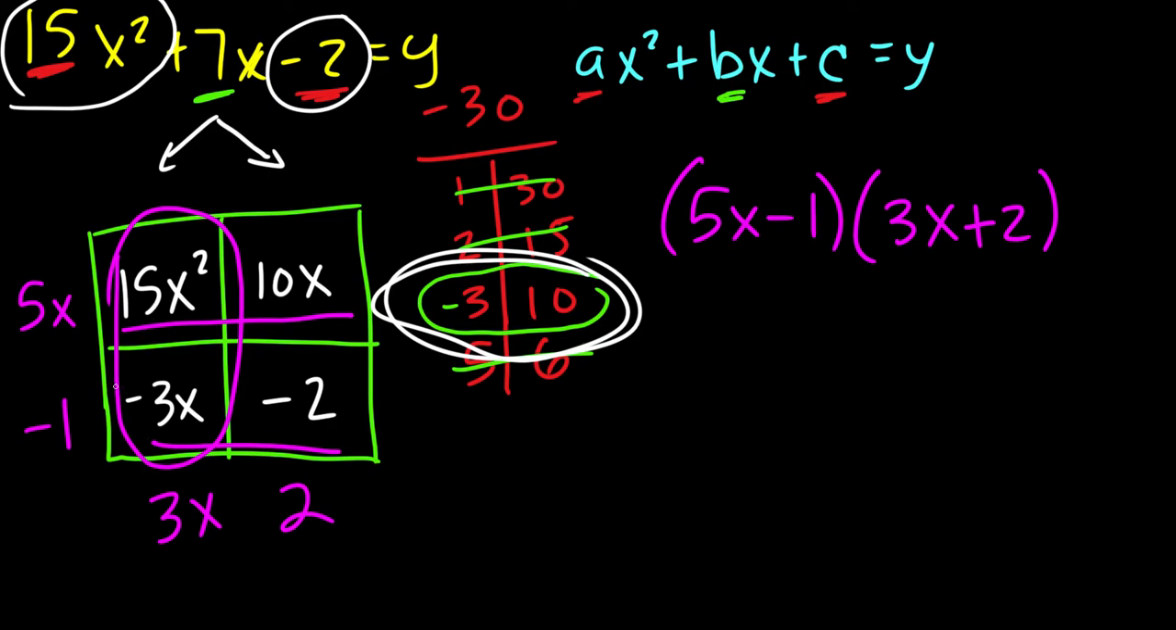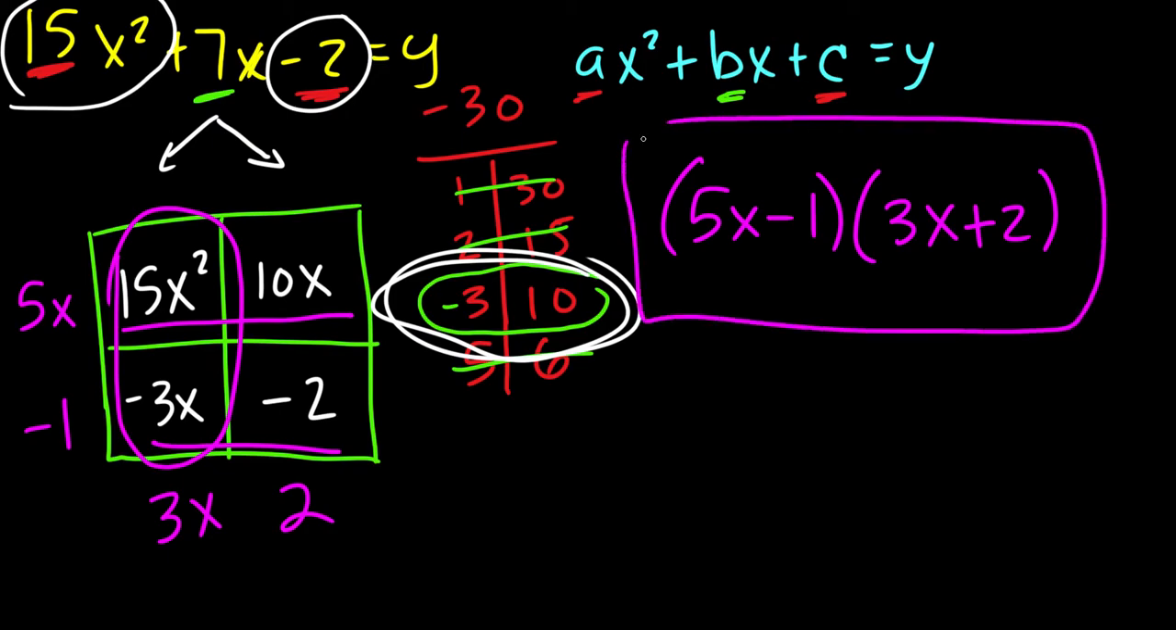Now what we're going to do is we're going to multiply everything and make sure we get what we got in the white terms. So if we do 5x times 3x, that is positive 15x squared, so that's good. And then we do 5x times 2, that is 10x. Then we do negative 1 times 3x, and that is negative 3x. And then negative 1 times 2 is negative 2. And so this is our factored form.